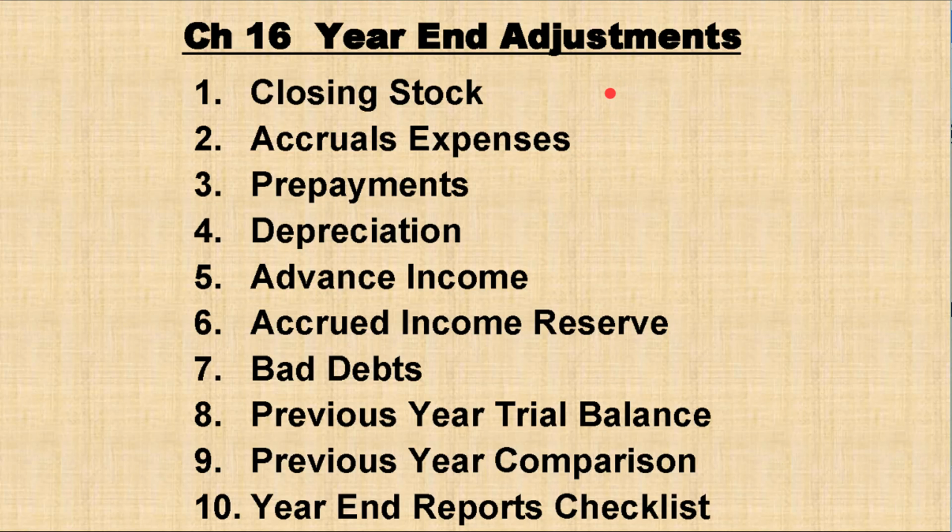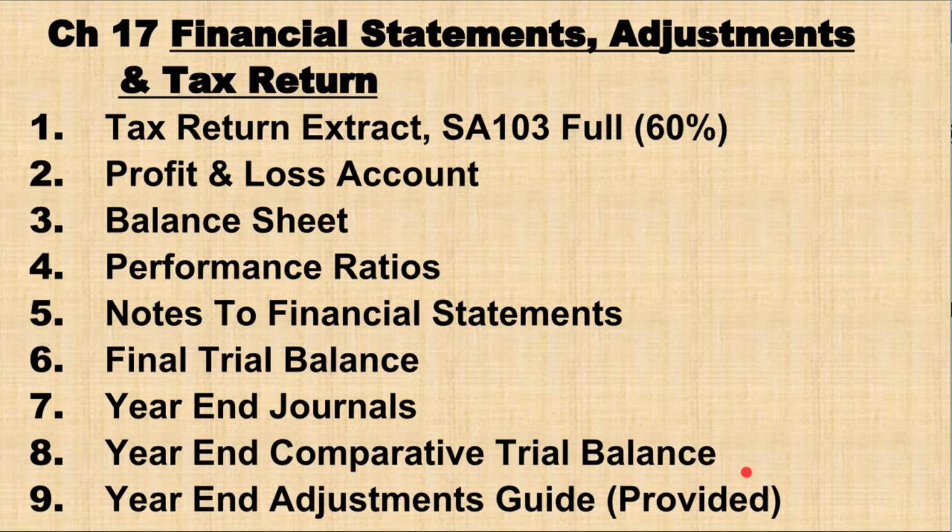We start with the closing stock, then accruals, expenses, prepayments, depreciation, advance income, accrued income reserve, bad debts, previous year trial balance, previous year comparison, and the year-end reports checklist. Chapter 17 looks at financial statements, adjustments, and the tax return.